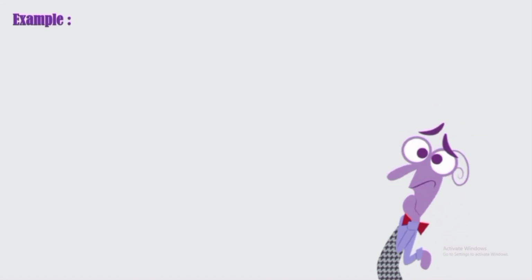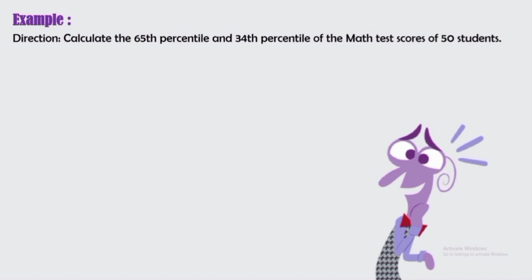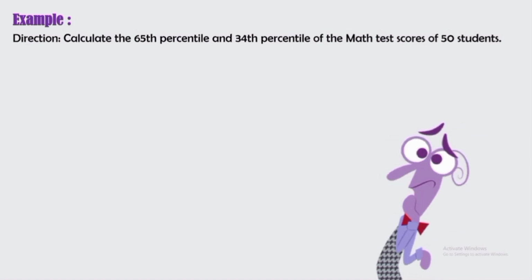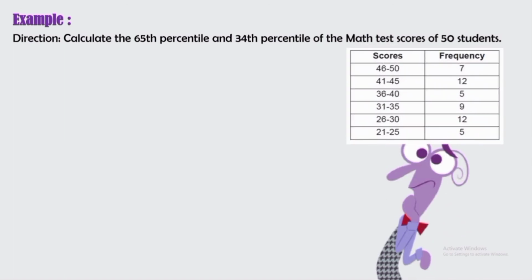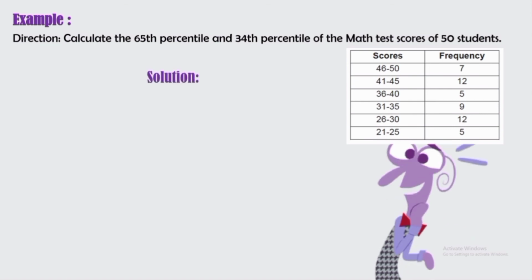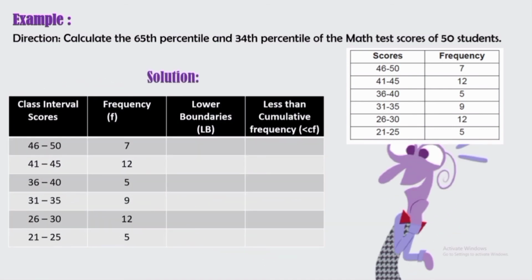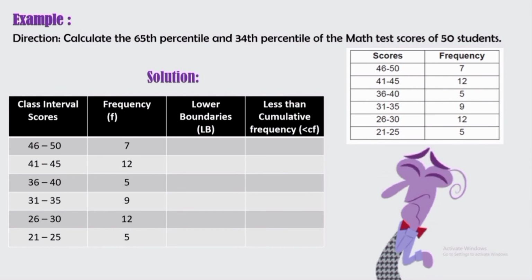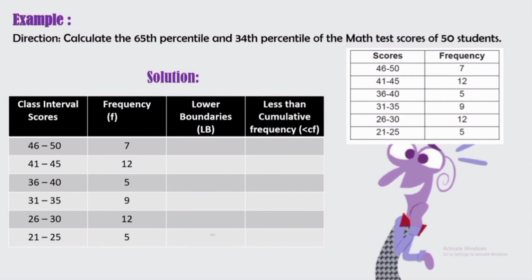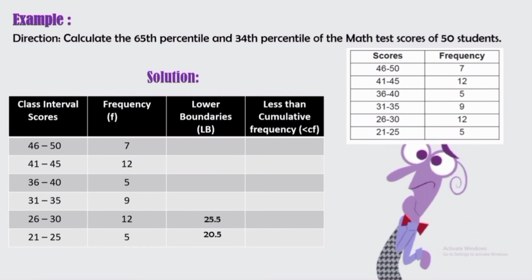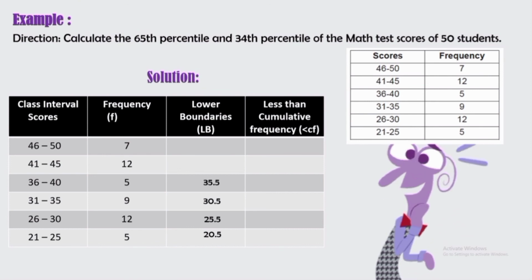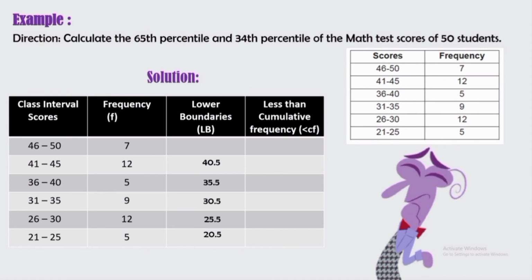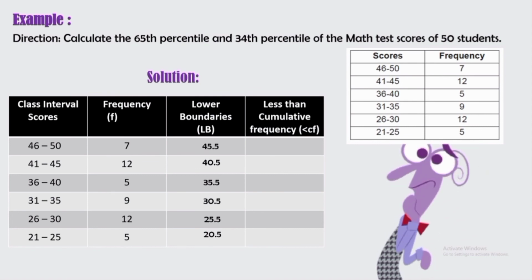Example. Direction. Calculate the 65th percentile and the 34th percentile of the math test score of 50 students. Now here are the given scores and frequency. For our solution, we have to identify the lower boundaries and the less than cumulative frequency using the given scores and frequency. Our lower boundary for 21 is 20.5, 25.5 for 26, 30.5 for 31, 35.5 for 36, 40.5 for 41, and 45.5 for 46.